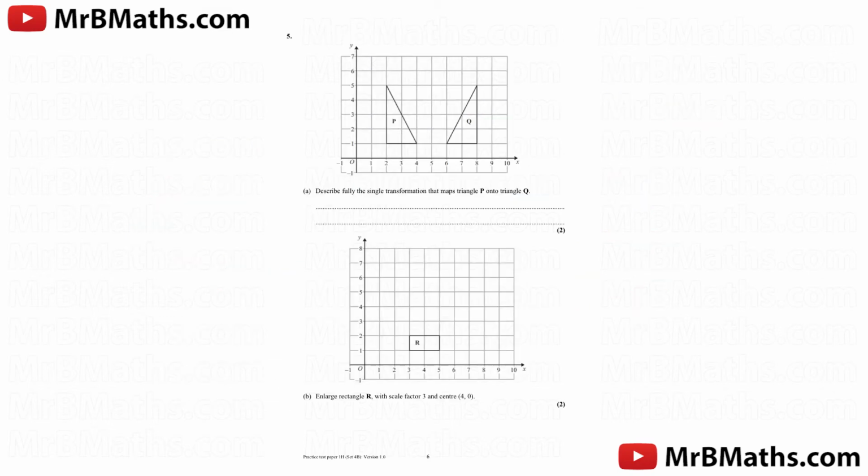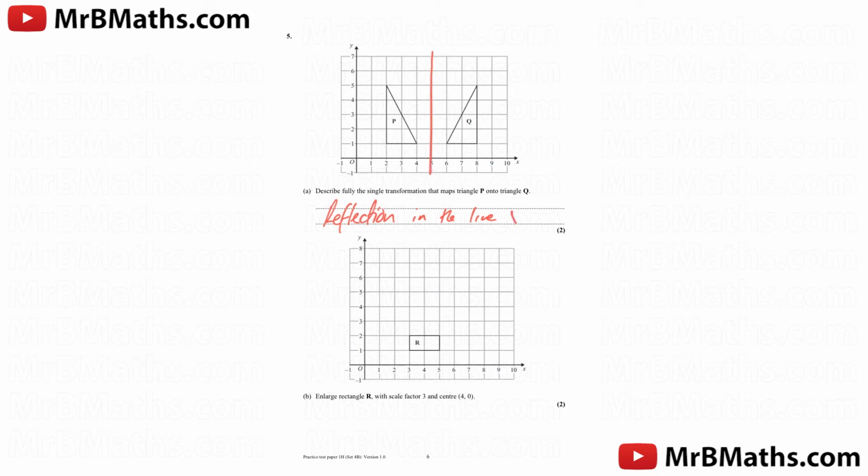Question 5. Describe fully the single transformation that maps triangle P onto triangle Q. So you should be able to look at that fairly quickly and see, okay, it's a reflection. Now, this is out of 2 marks. So one of your marks will be from saying it's a reflection. Okay, and then we need to say where the reflection is. The reflection in the line, and it would be this line here, wouldn't it?